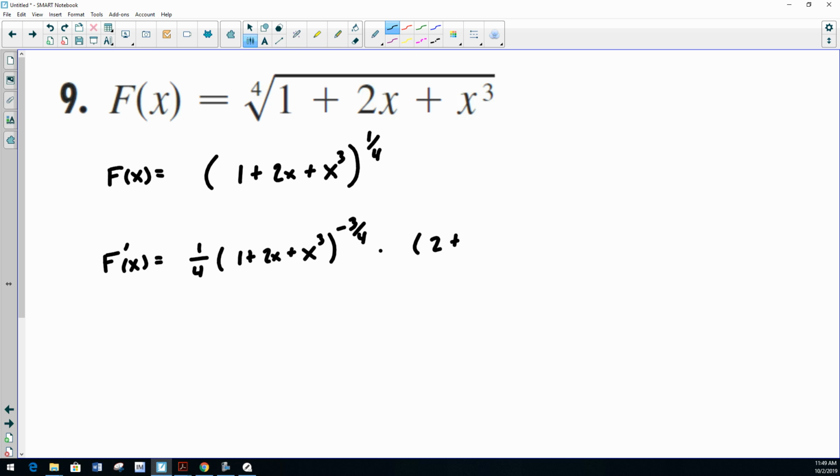I can already see some people are getting consistent results, which is good. Questions on part A or B? B. So I'll highlight it. The derivative of the inside is this guy. The derivative of 2x is 2, and the derivative of x cubed is 3x squared.